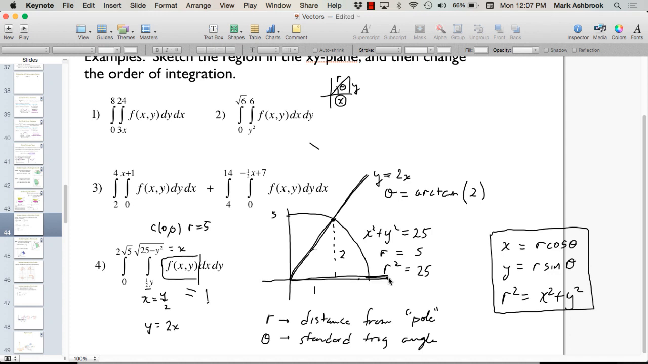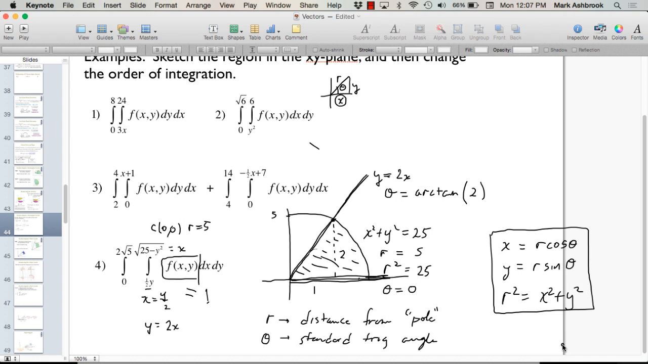And this line here is, what is this? Because we're still talking about the same region, right? We still want the same region here. So how would you define this boundary of our region? Theta equals 0. Easy. So we got theta equals 0, we got r equals 5, and we got theta equals arctan of 2. And that is another way to define that same region. We got the boundaries of it.